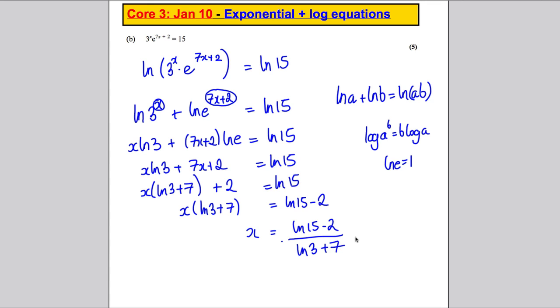Tap that in your calculator. And you should get x is equal to 0.0874 to 3 significant figures, and you're done.